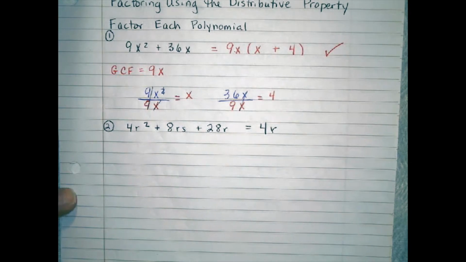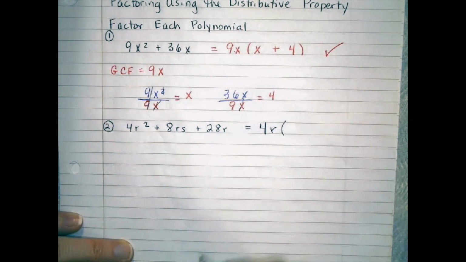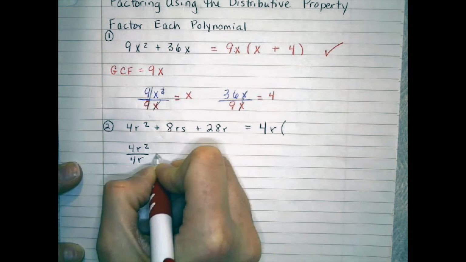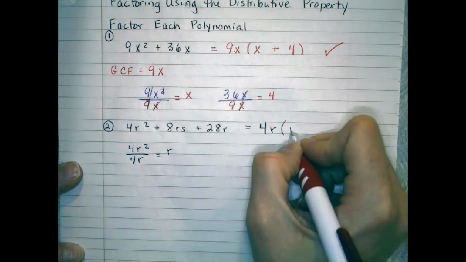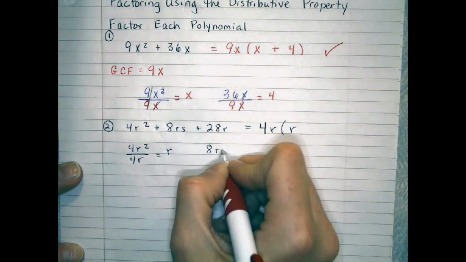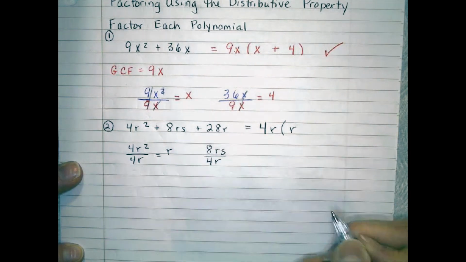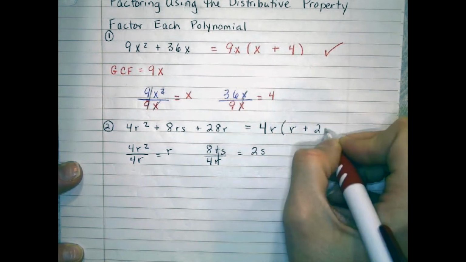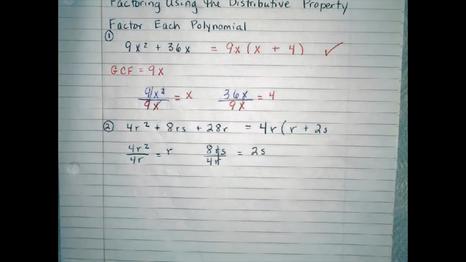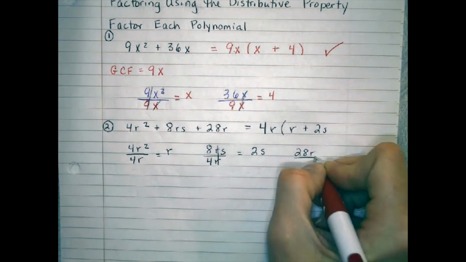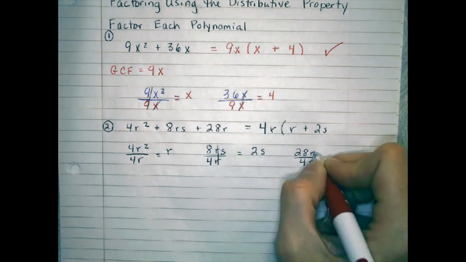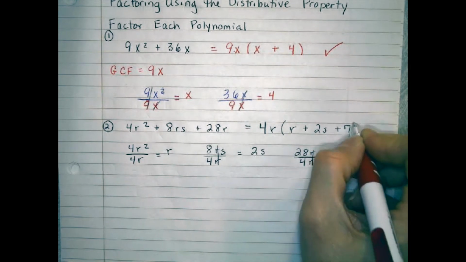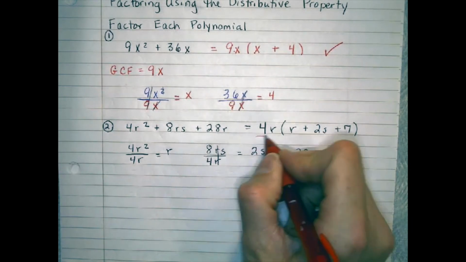So as I begin to factor, I'm going to ask myself, if I took 4r squared and divided by 4r, what would be left? Just r. So that's my first term. If I take 8rs and I divide by 4r, my r's cancel and I would be left with 2s. So that's my second term in my trinomial. And then lastly, I'll take 28r, divide by 4r, my r's cancel, and 28 divided by 4 is 7. So that's my last term. And this would be my final answer for a factorization of this polynomial.